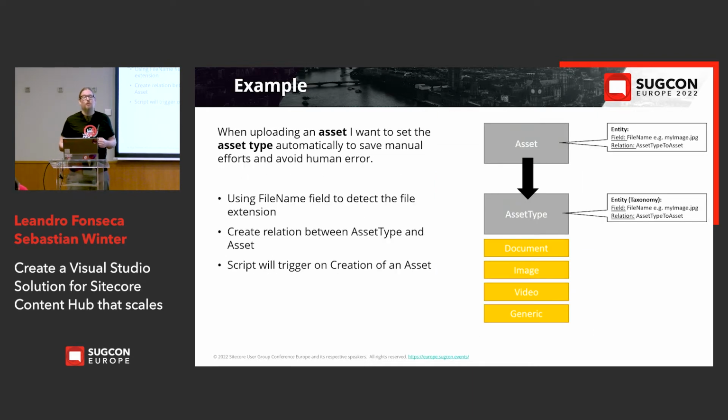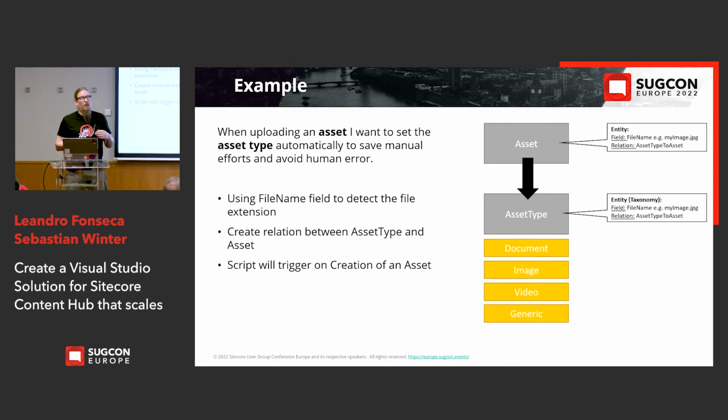So in the demo I want to show, I'm going for an asset. The asset is the most classical entity, I would say, you have in the DAM system. It represents any kind of file that you upload to the DAM system. And it's a very easy case.